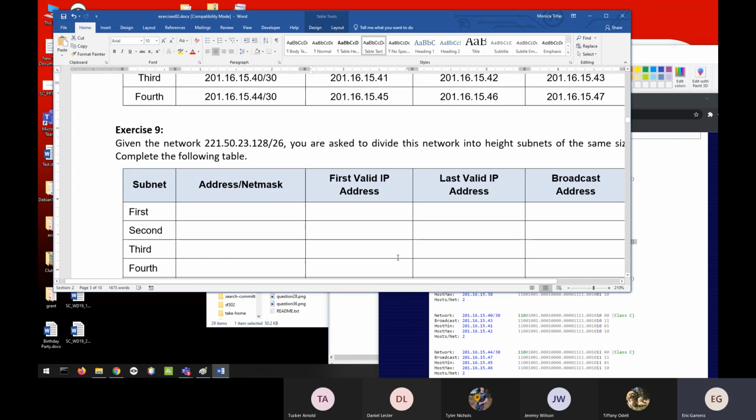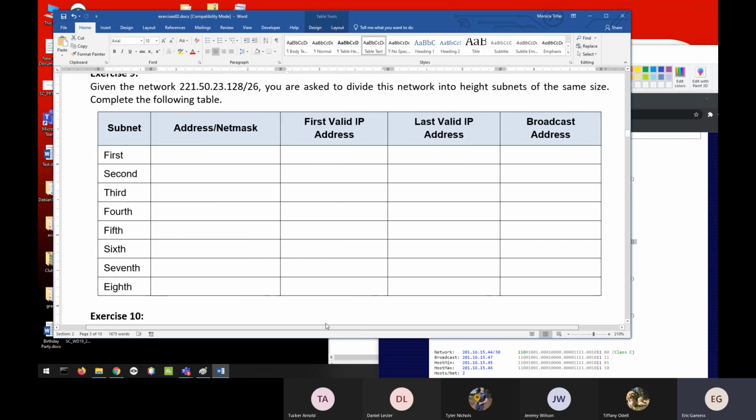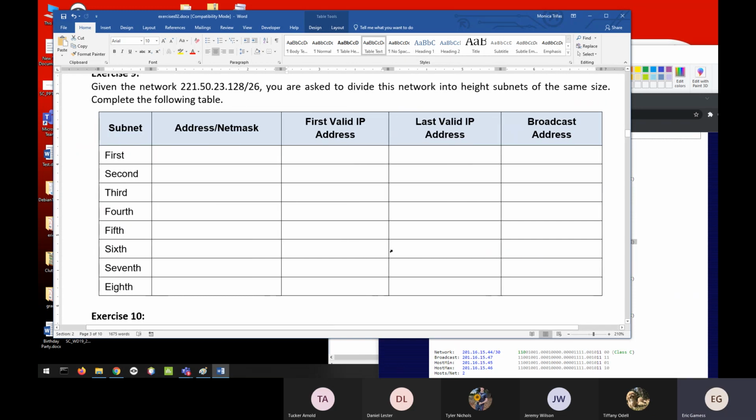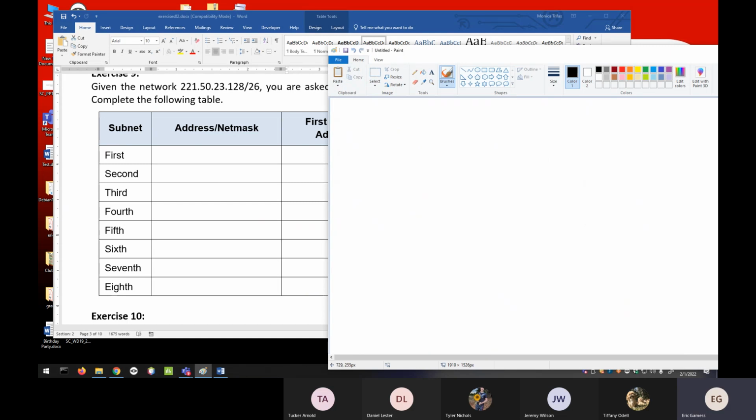Okay, let's see this one. Given the network, they give you a network here. And you are asked to divide this network into 8 subnets of the same size. So, help me with that. What will be the new subnet mask? The original one is a /26.